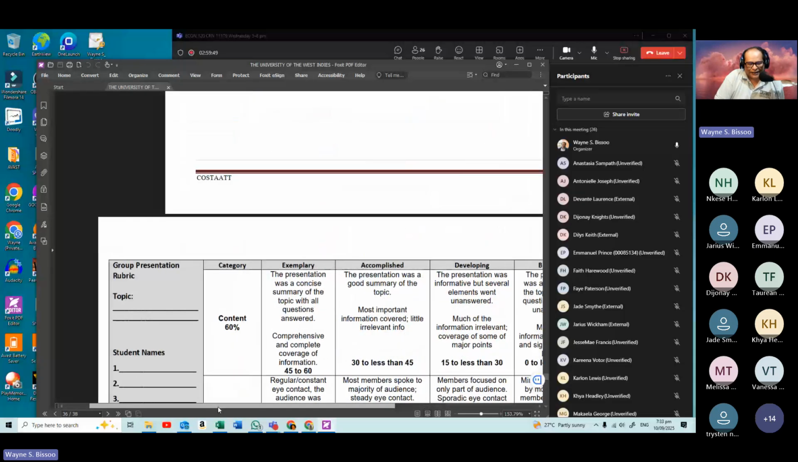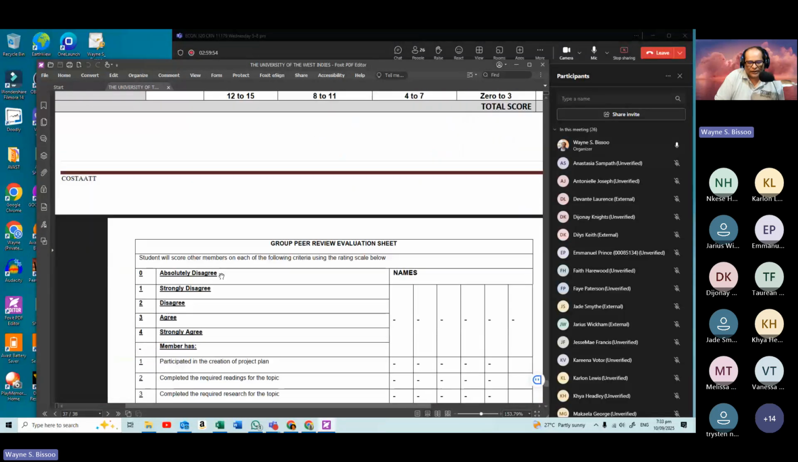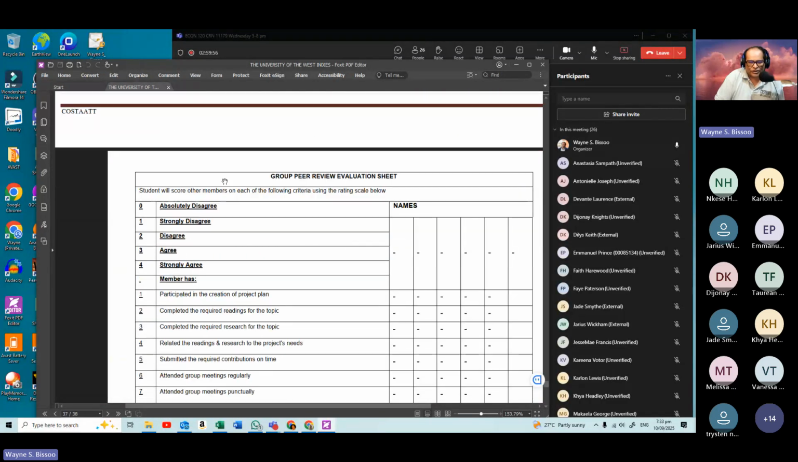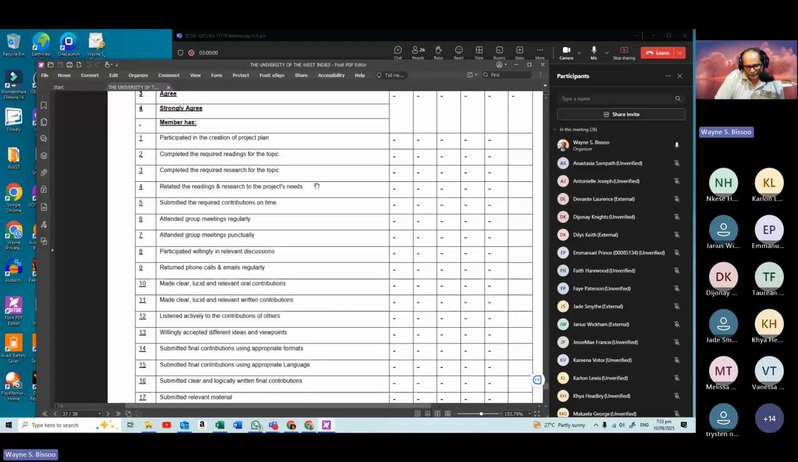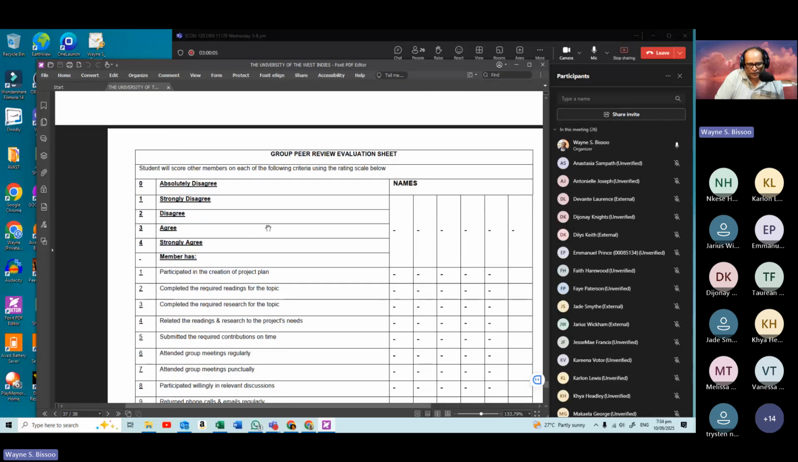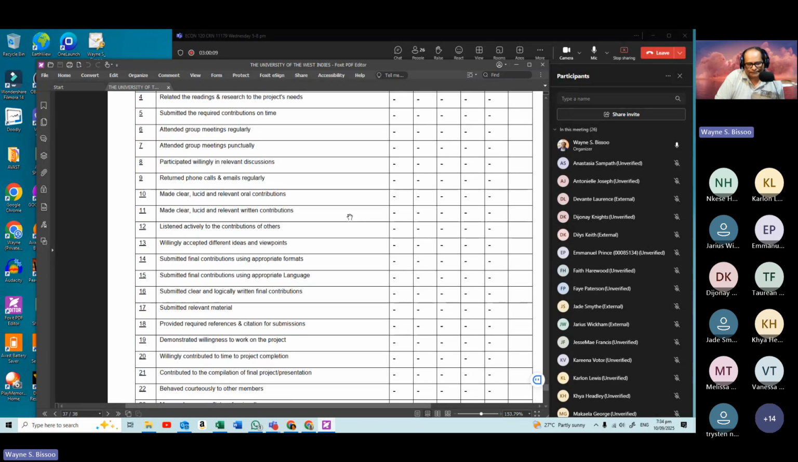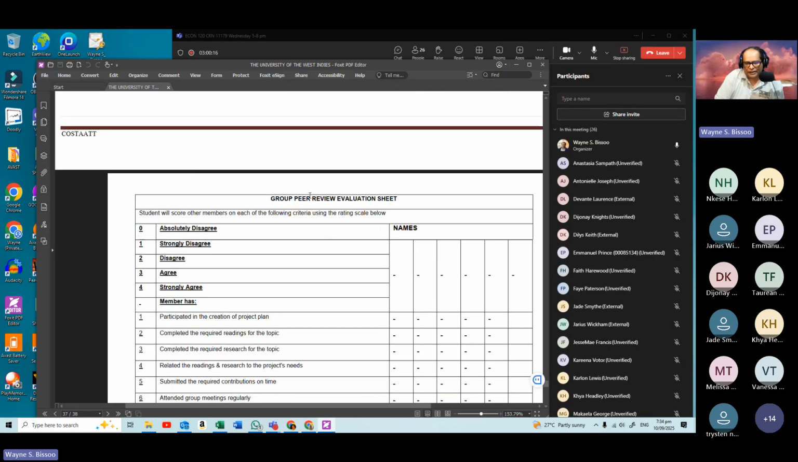So once again, there are rubrics here to guide you as to what the expectations are, and of course the peer evaluation sheet is here. You can see it's 25 questions. You have to score people from 0 to 4, and that determines what your percentage share would be if we get to that stage. But hopefully we don't have to use it.